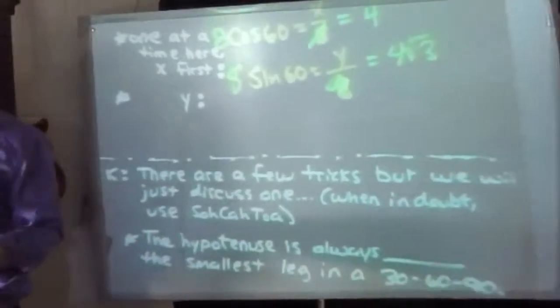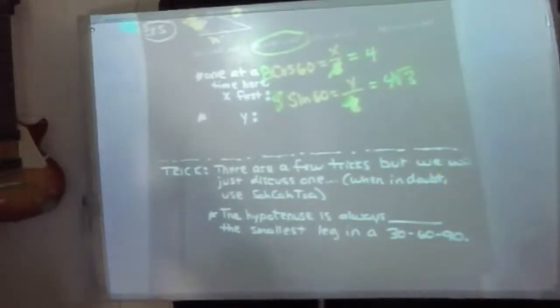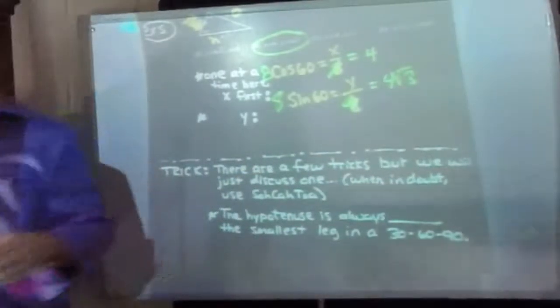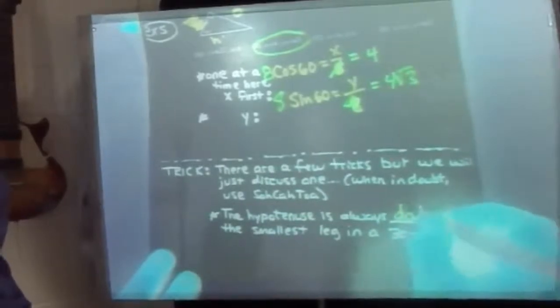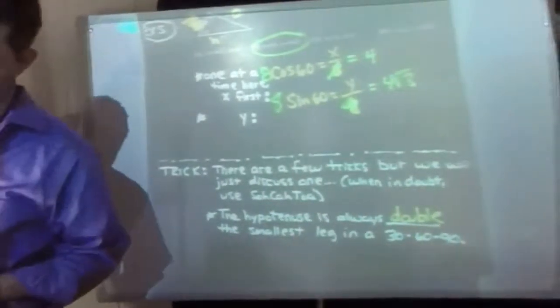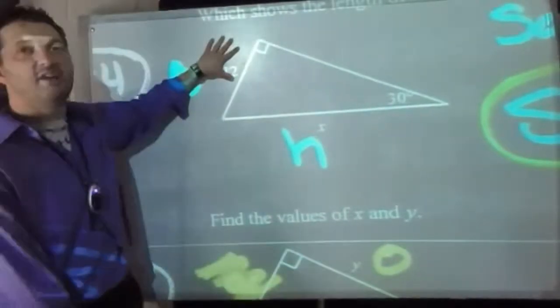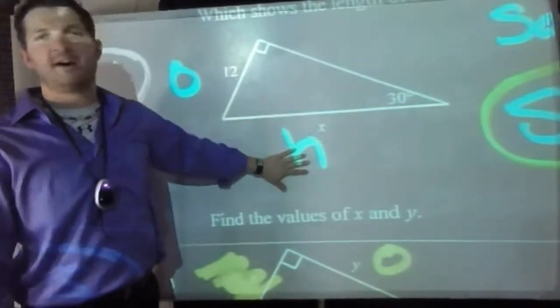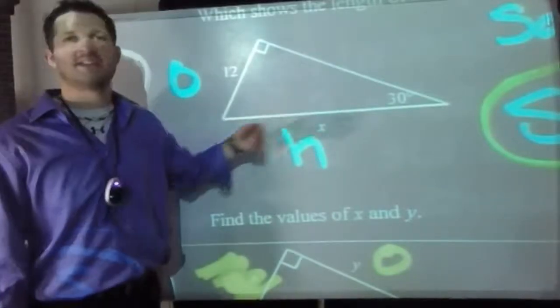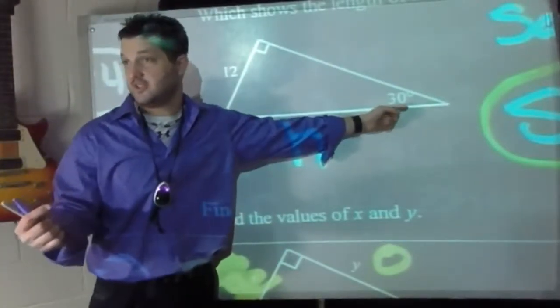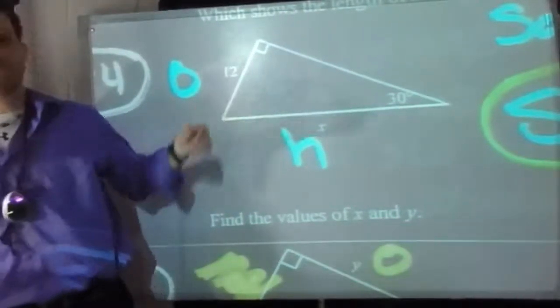Here's the one trick I will show you. If you know you're looking at a 30, 60, 90, the one thing I tell you is the hypotenuse is always double the small leg. So, let's look at this problem right here. We're only going to look at these two. We knew this was 12. This is the small leg. What was the hypotenuse? 24. If this is 12, that's 24. That's an easy trick. I know that for sure because I'm looking at a 30, 60, 90 triangle. It's special.